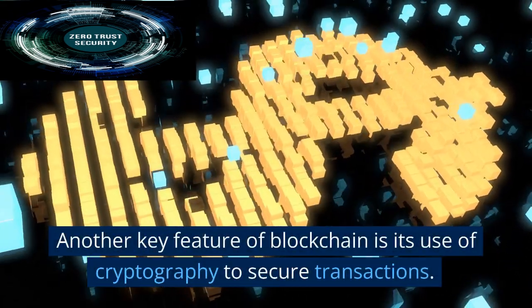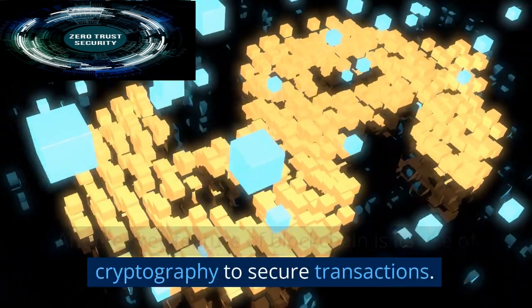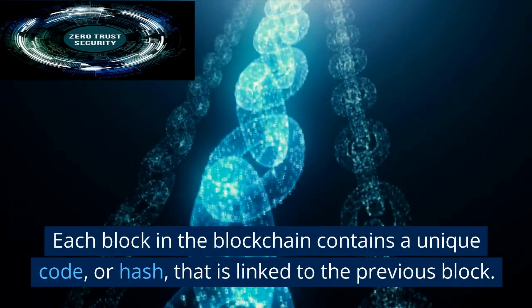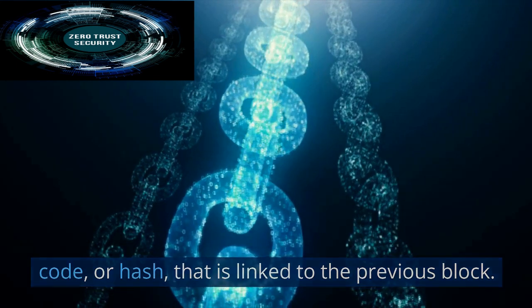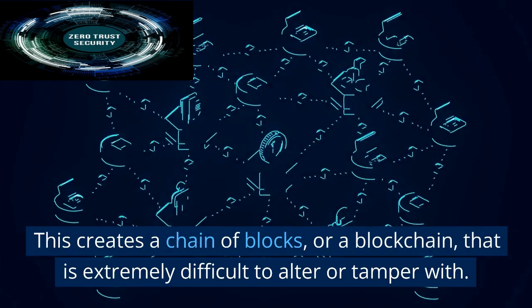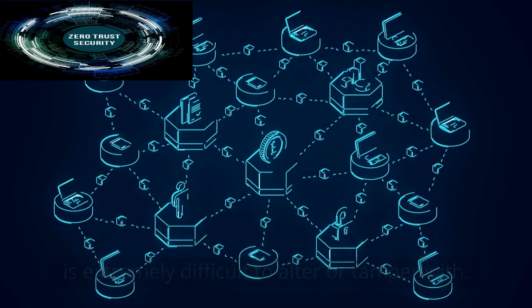Another key feature of blockchain is its use of cryptography to secure transactions. Each block in the blockchain contains a unique code, or hash, that is linked to the previous block. This creates a chain of blocks, or a blockchain, that is extremely difficult to alter or tamper with.